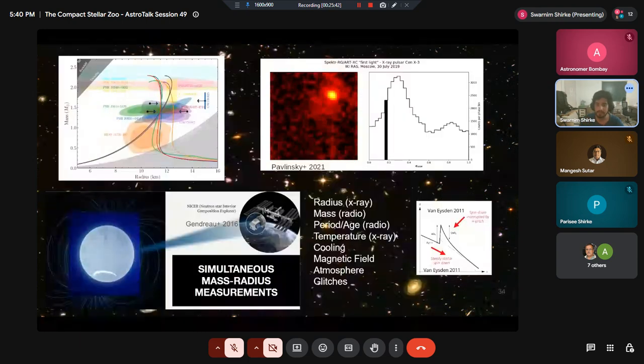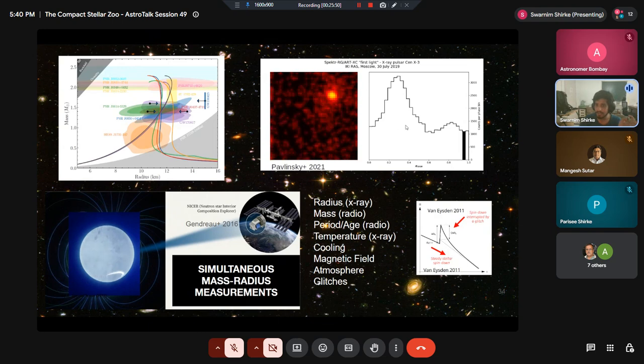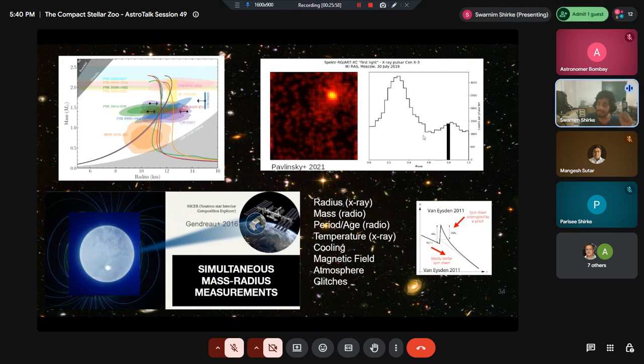So you see, this is one of the pulsars, SNX3, and it shows the image of the pulse as it becomes brighter and dimmer. This can be done in X-rays as well. This has been done for a bunch of pulsars now.